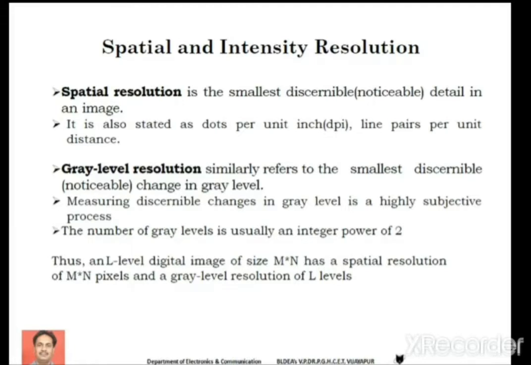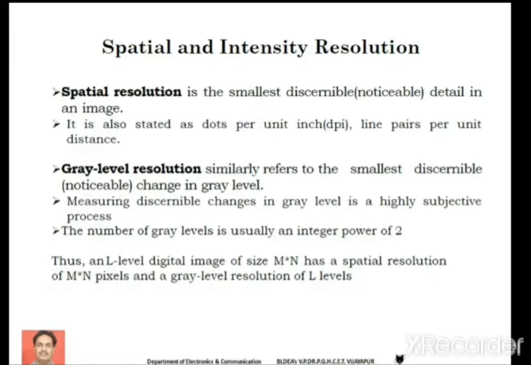It can also be defined as dots per unit inch or line pairs per unit distance. You might have heard about DPI. Particularly, we use this unit to measure the quality of laser jet printers. DPI stands for dots per inch. So within an inch, how many dots can be fitted? Usually we get printers nowadays with 600 DPI, 1200 DPI, and so on. This particular value, we call it the spatial resolution.